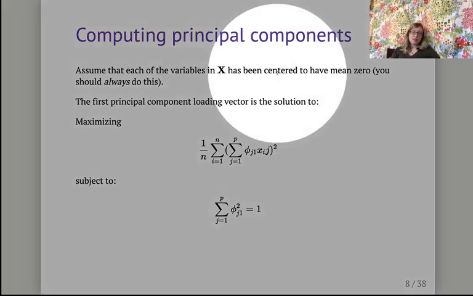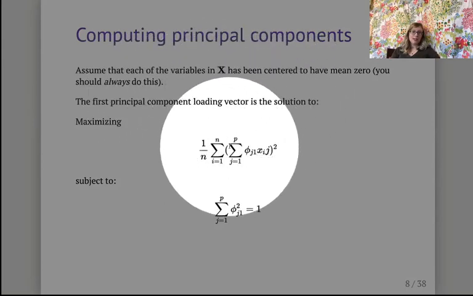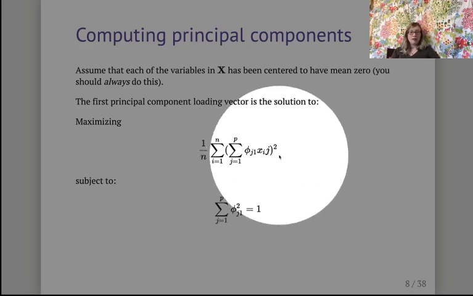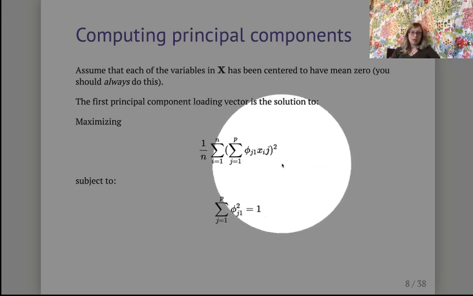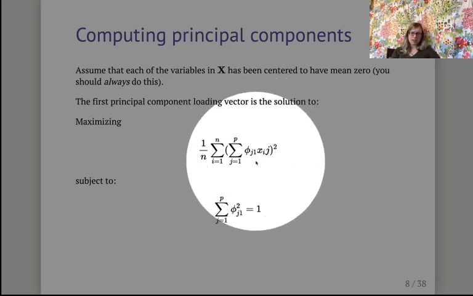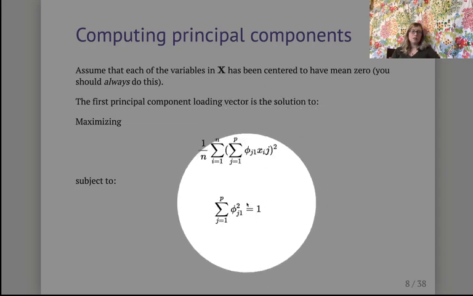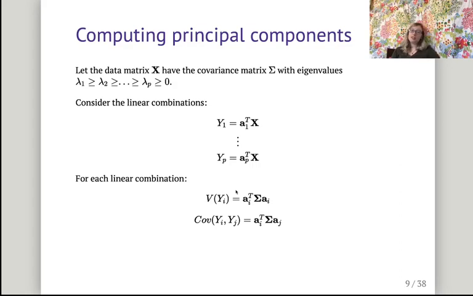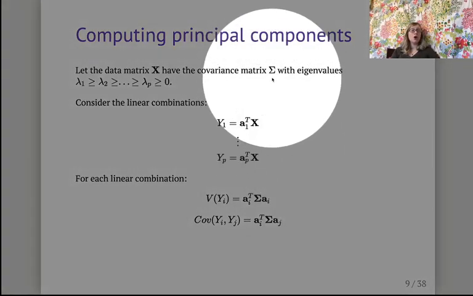Once we do that, the first principal component loading vector is then the solution to this set of equations. So we'd like to maximize the average of these, where j should be down in the subscript, subject to our constraint on the phis. Now it turns out that there's a really elegant way to solve for this in terms of matrices. So I'm going to let the data matrix X have sigma representing its covariance matrix.